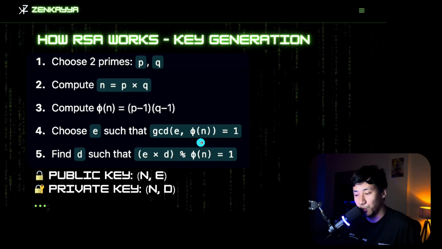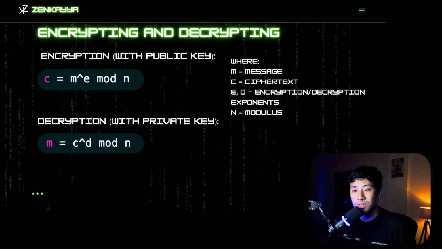Now observe encryption with the public key. Imagine you have one message. The message is M. You have N. N is the modulus.